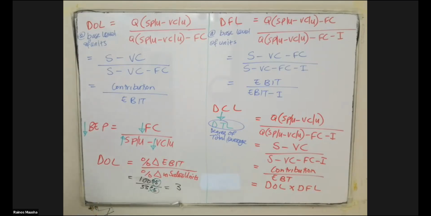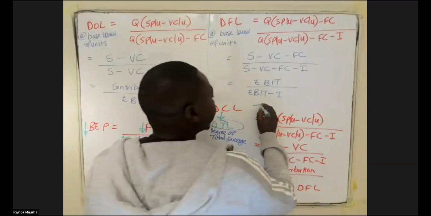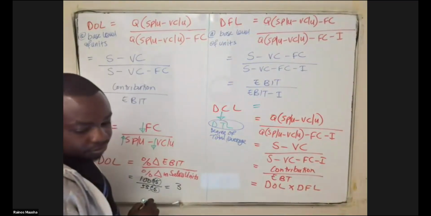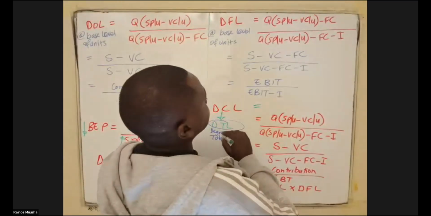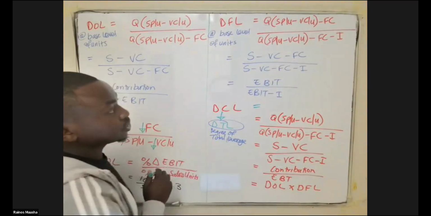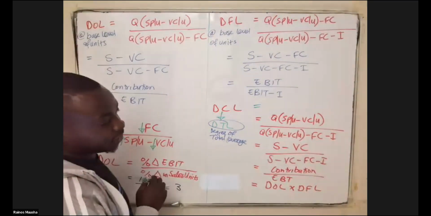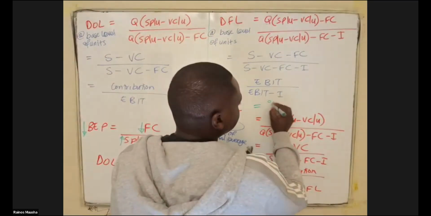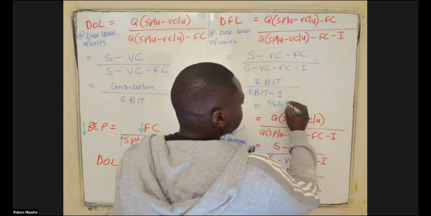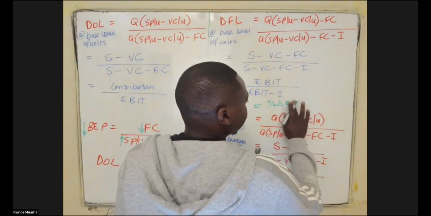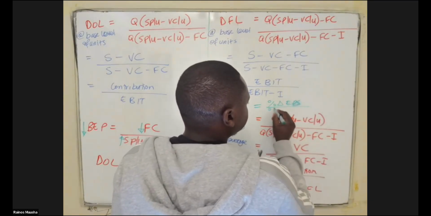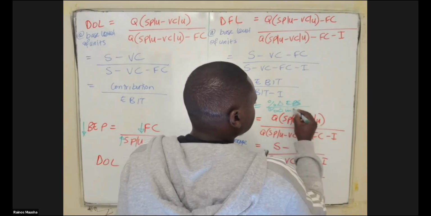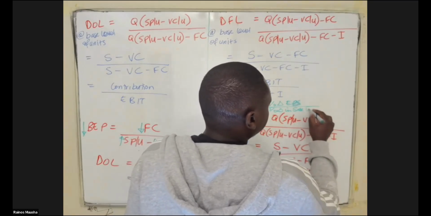Please take note as well. Your degree of combined leverage can also be given as your percentage change in earnings per share divided by your percentage change in sales units.